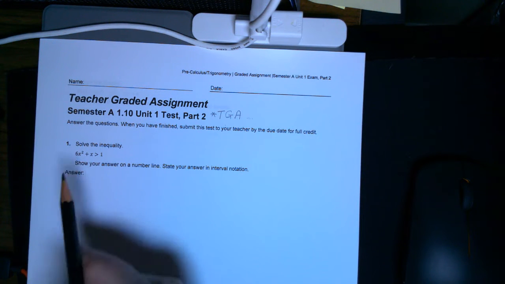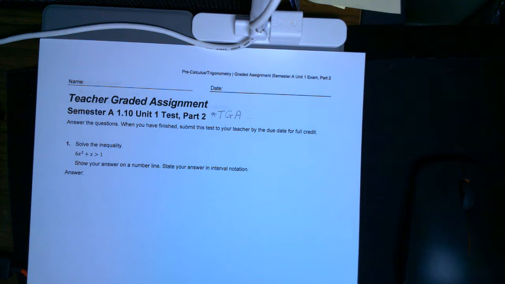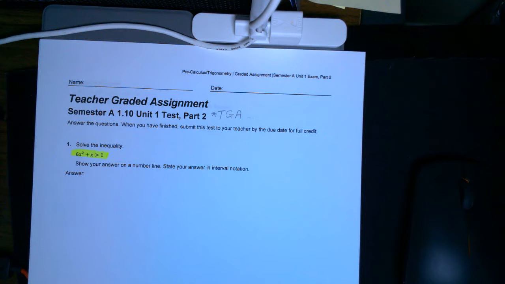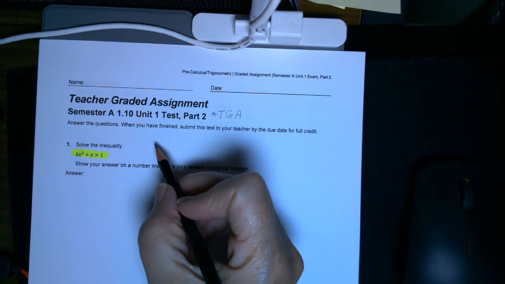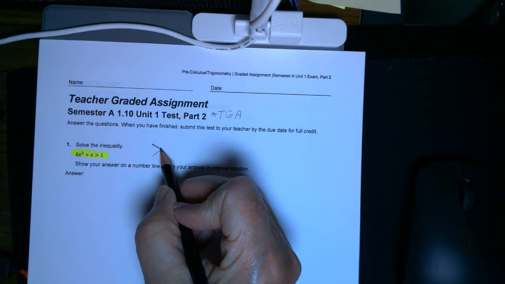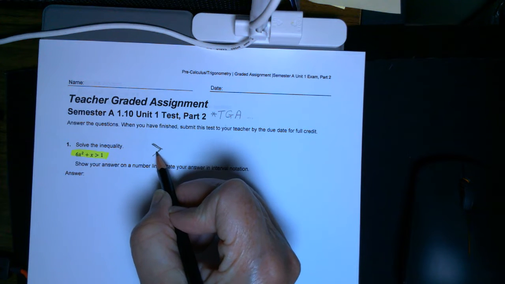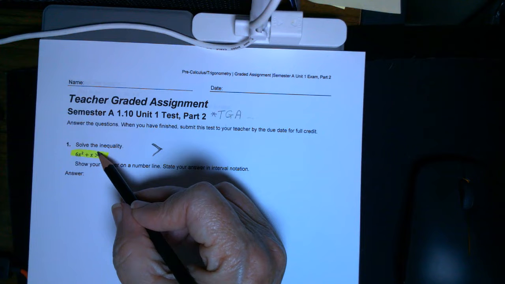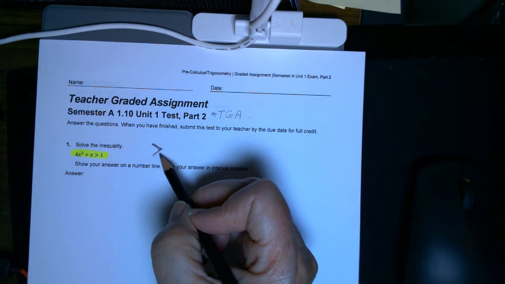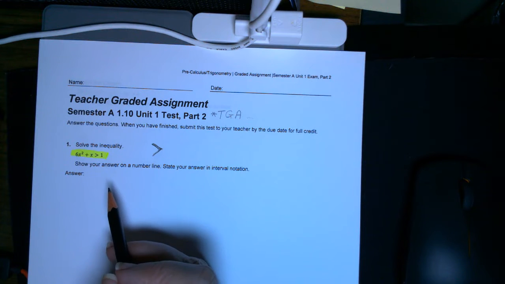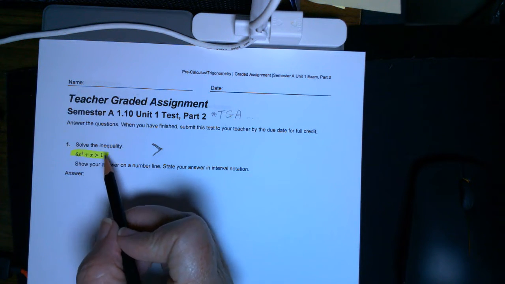Alright, so let's look at what we've been given. We have 6x squared plus x is greater than or equal to 1. Now I want you to notice that we have an inequality, so we've got to be careful about doing any kind of operation. We cannot multiply or divide through by a negative because this will change the direction of the inequality symbol. So the first thing that we need to do is move everything over to one side.